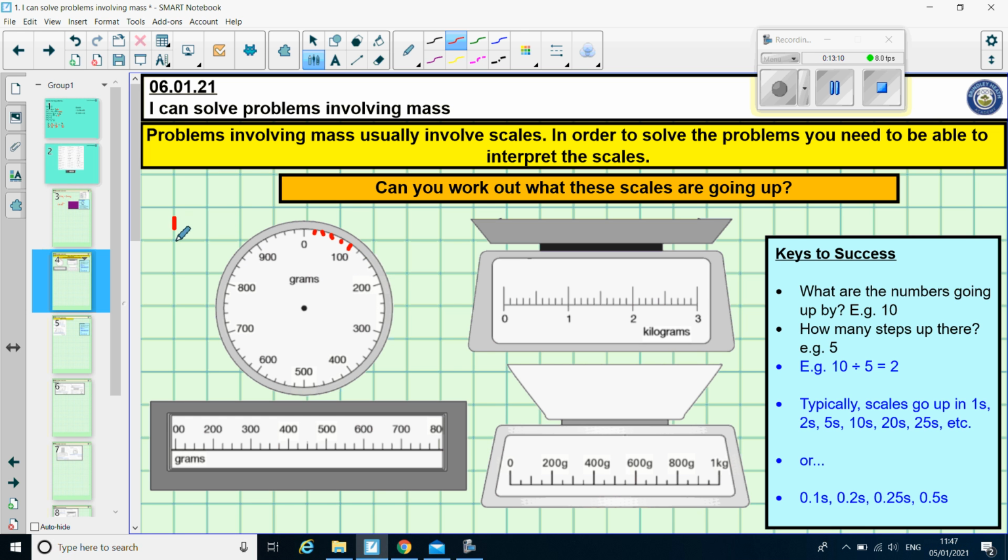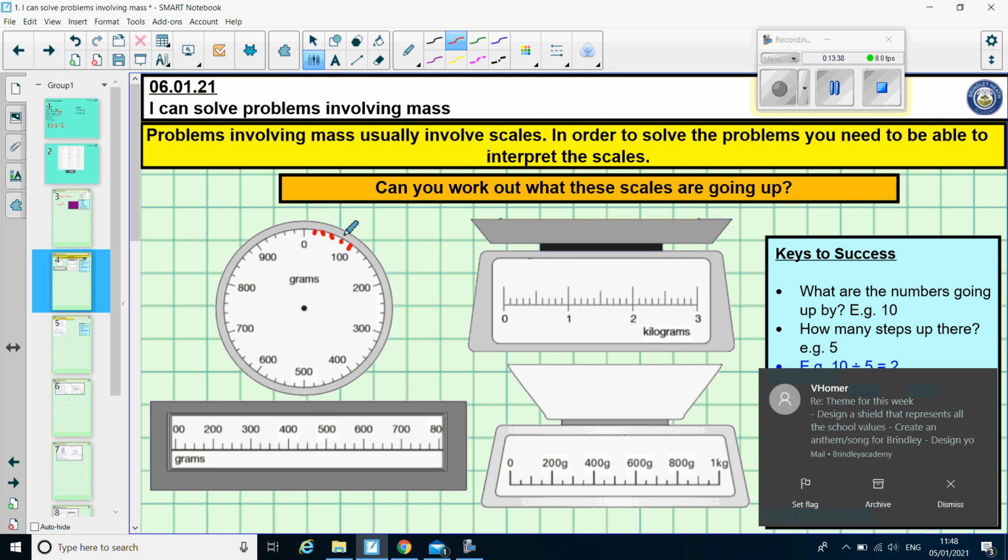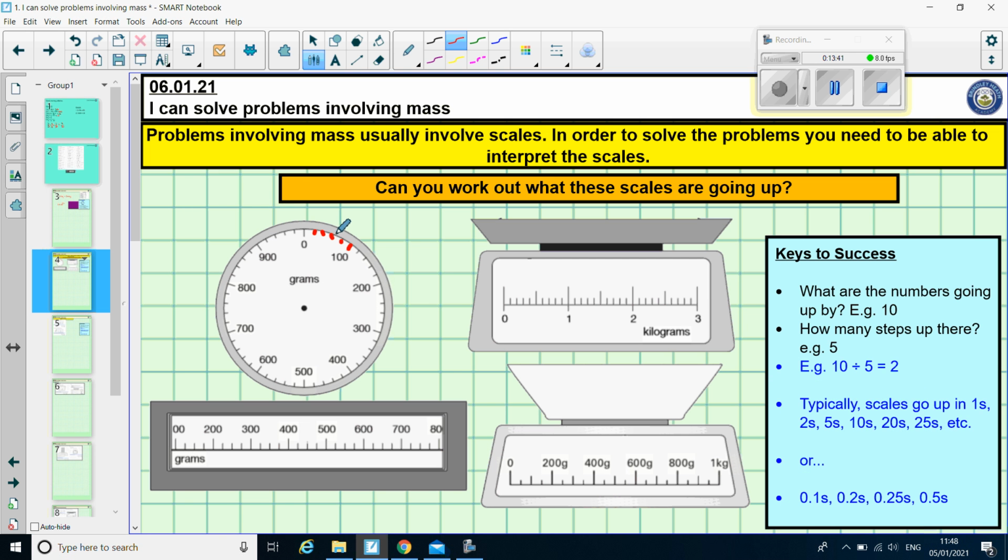100 divided by 5, if we don't know the answer to that, we can do a little bus stop and find out. Some of you will know already. 5 into 1 goes 0. 5 into 10 is 2. 5 into 0 is 0. So 20. Each little step there is 20. So this would be 20 grams, 40 grams, 60 grams, 80 grams, 100 grams. So I'm working out what the scales are going up in.